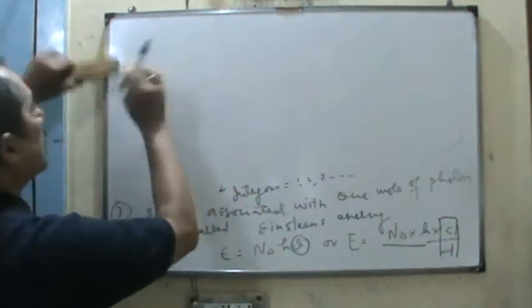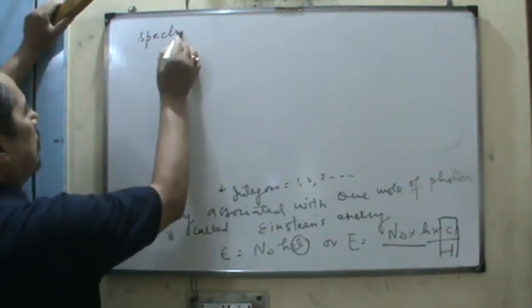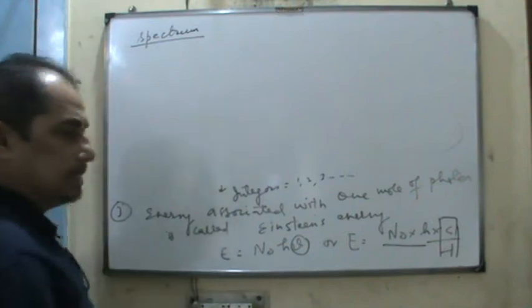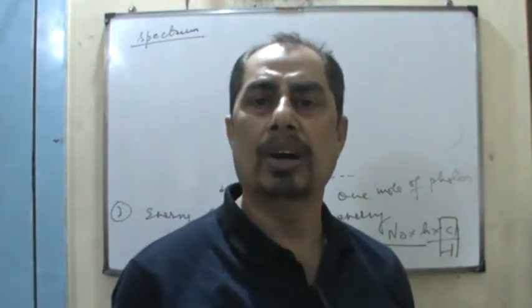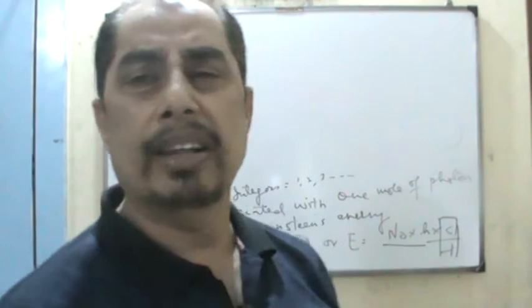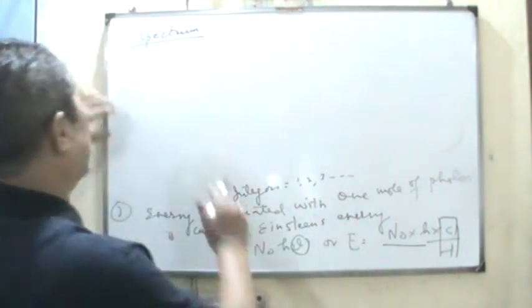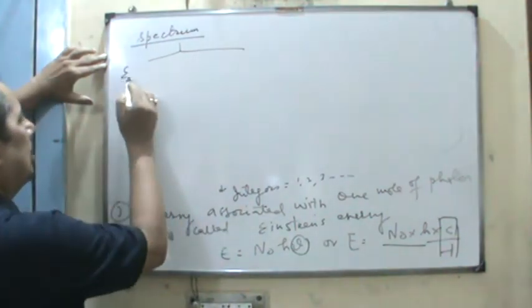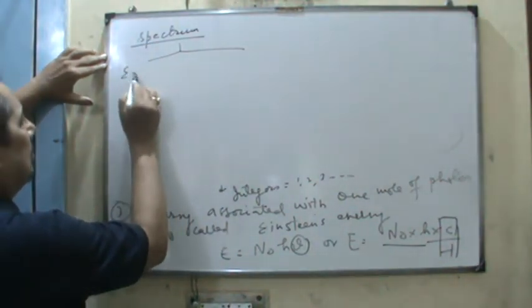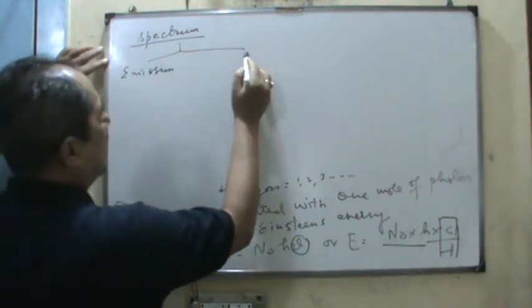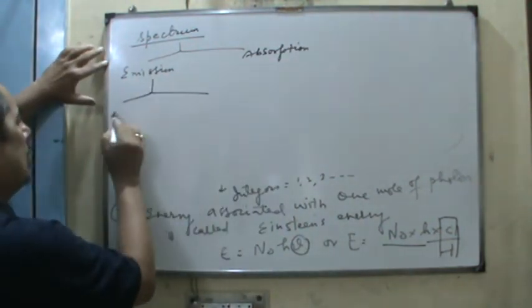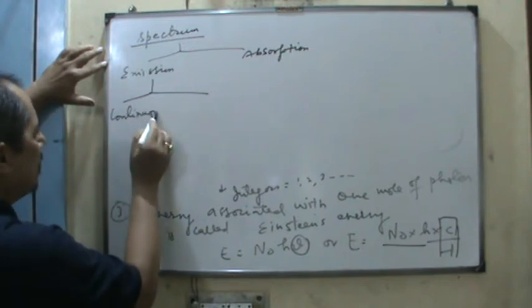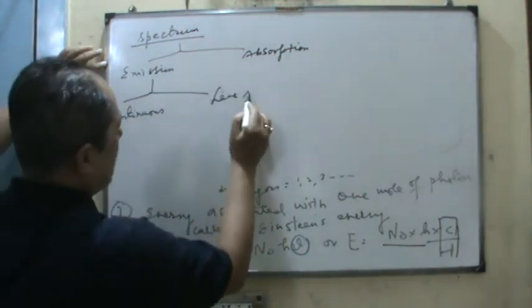Now, after that, we'll explain a spectrum: different lines obtained from the molecules, atoms, or the radiations, and absorbed under a high electron microscope. So a spectrum is of two types. One is the emission, and another is the absorption. Emission spectra is of two types. One is the continuous, and another is the line spectra.